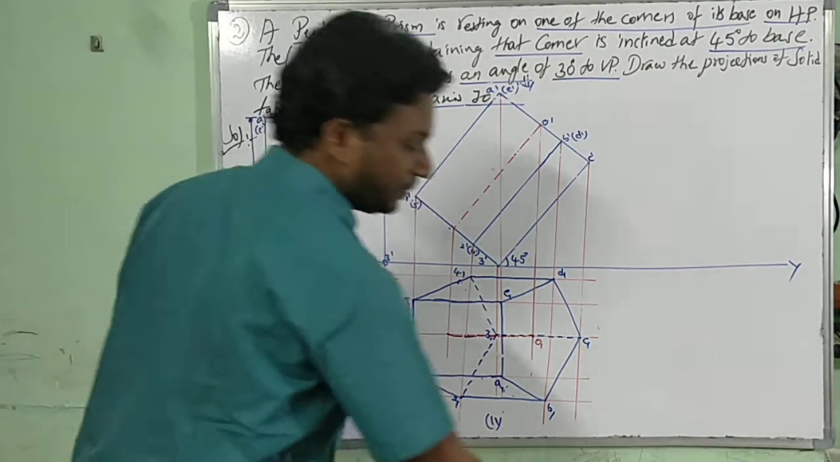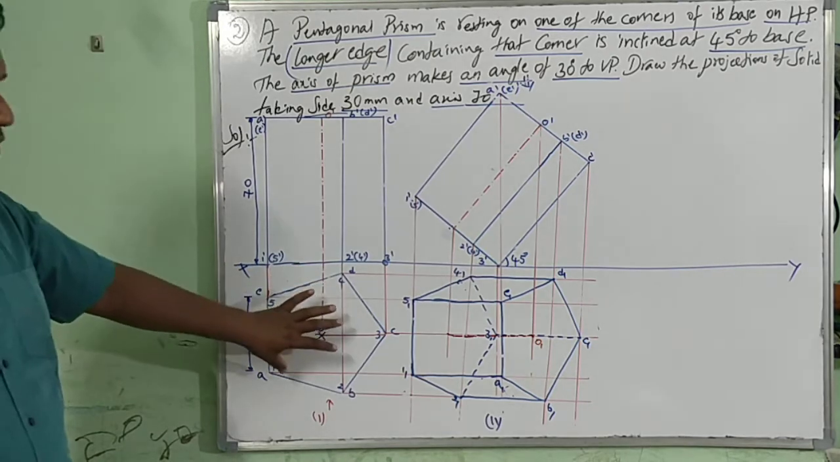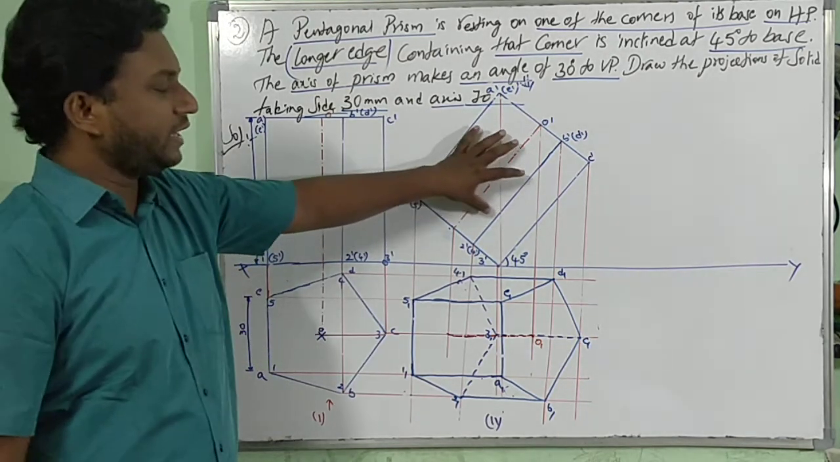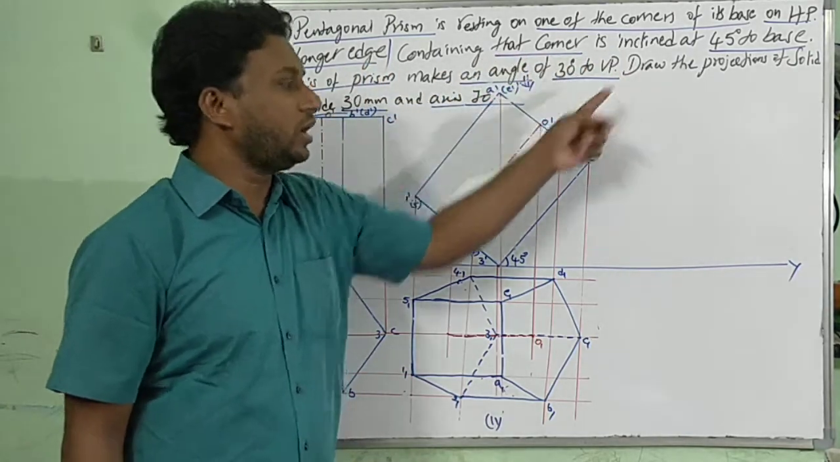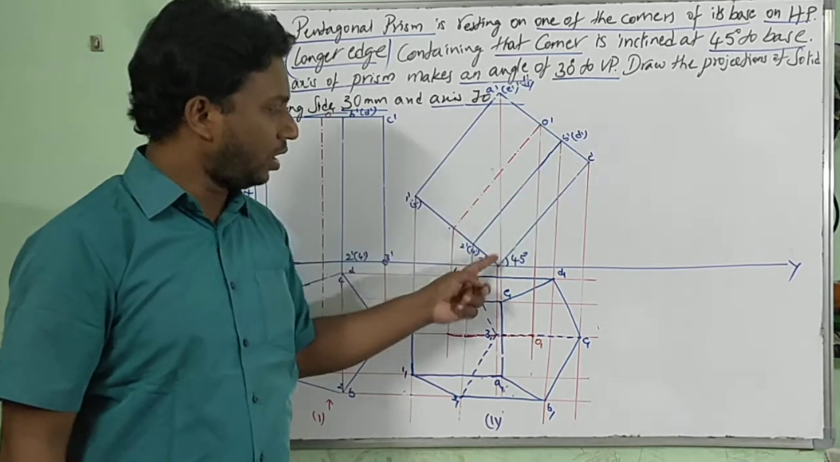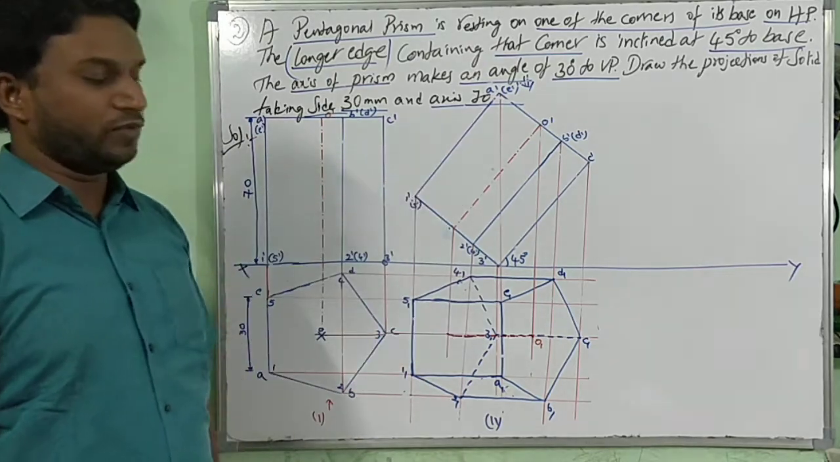So finally this completes the second position top view. I hope you all understand. Top view, first position true shape, respective front view. Rotating the front view as per the given condition, the longer edge containing that corner inclined at 45 degrees. Containing corner, longer edge at 45 degrees. Now for this, the respective top view we have drawn.